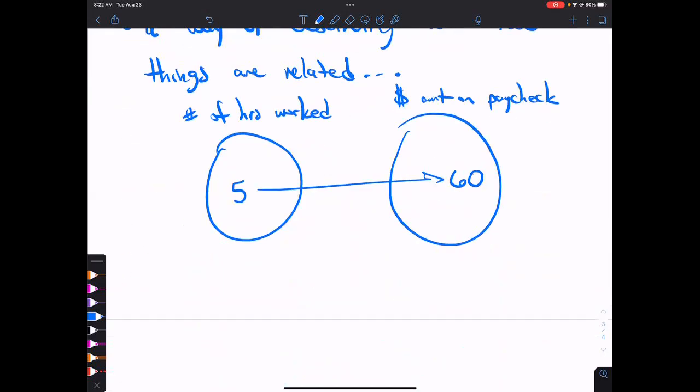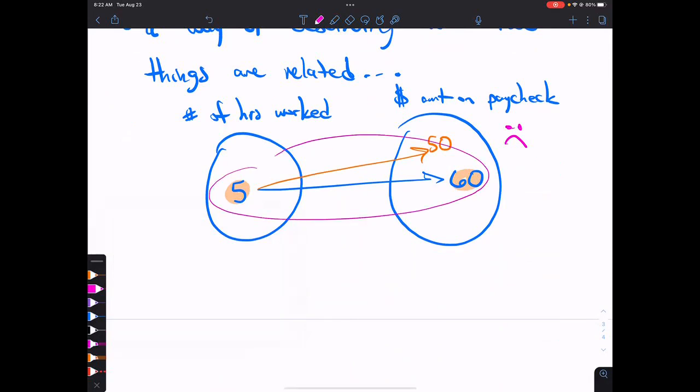So we want a particular thing here to always go to the same thing here. It would be a problem if I worked 5 hours one week and got $60 and then worked 5 hours the next week and got $50. That would not be good, right? This thing going to two things is a problem.